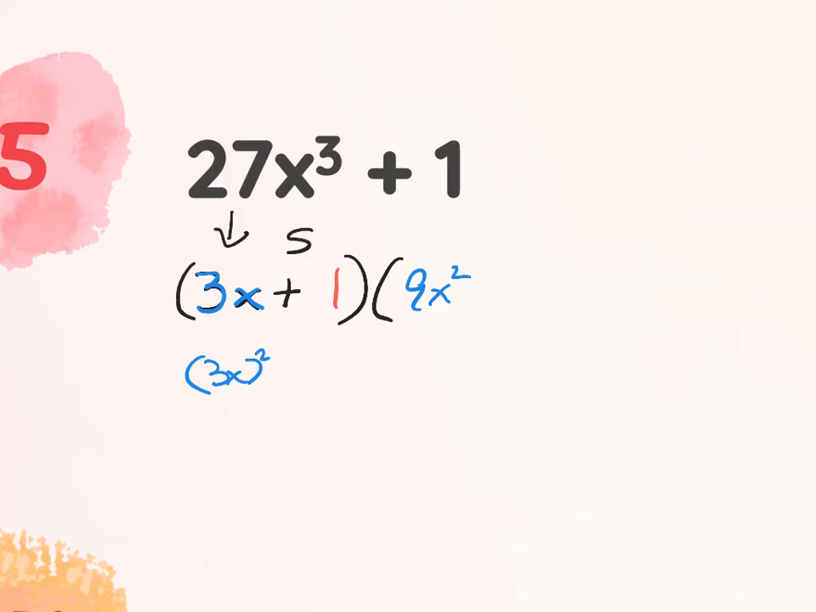Again, same sign. Now I'm going to do opposite sign. Now I'm going to multiply 3x times 1. So this term here just becomes 3x. Next sign is always positive. And then I square the 1, which is 1. And I'm done.